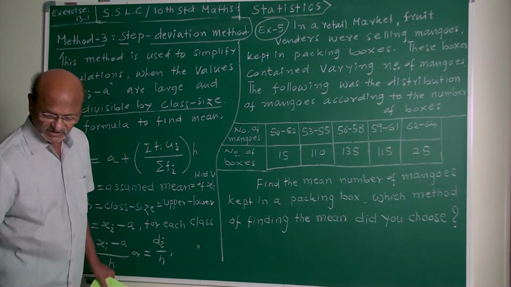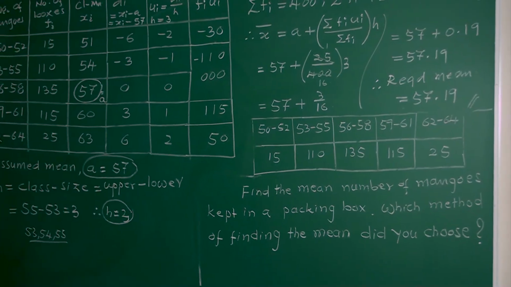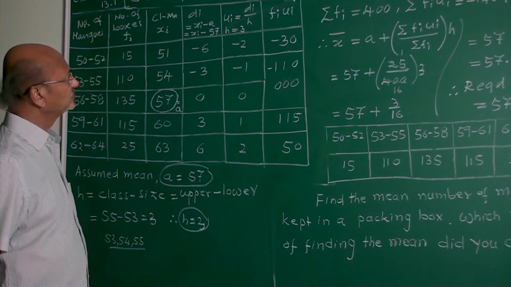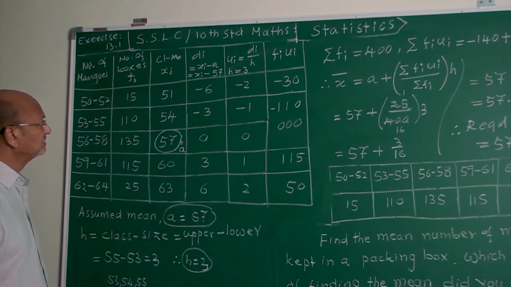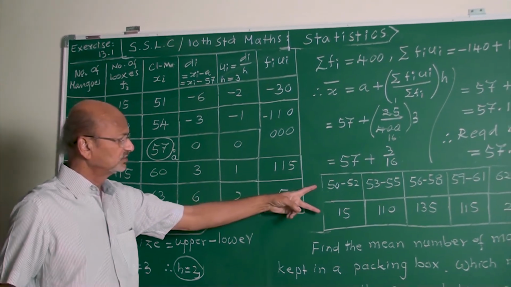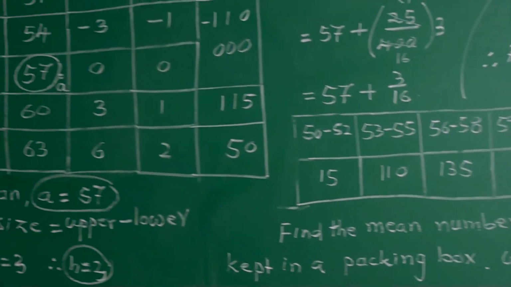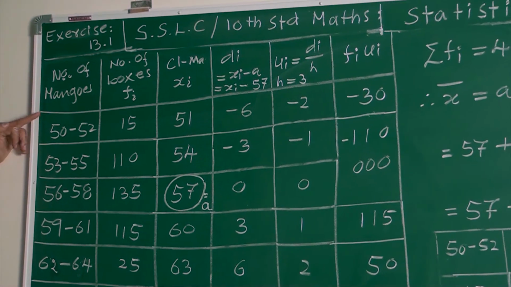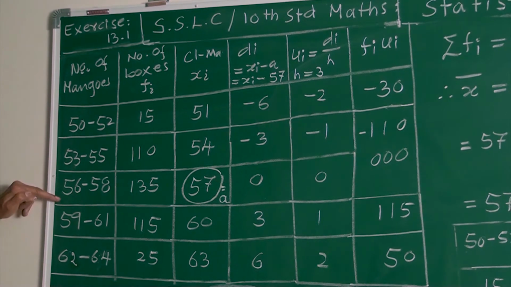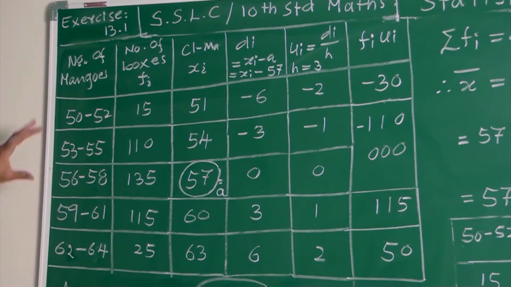Yes, friends. Now see the calculation. There is example number 5. The statement, everything is given. This is by step deviation method. These two rows, I am writing in terms of columns. Number of mangoes: 50 to 52, 53 to 55, 56 to 58, 59 to 61, 62 to 64. What is your observation, my friends?